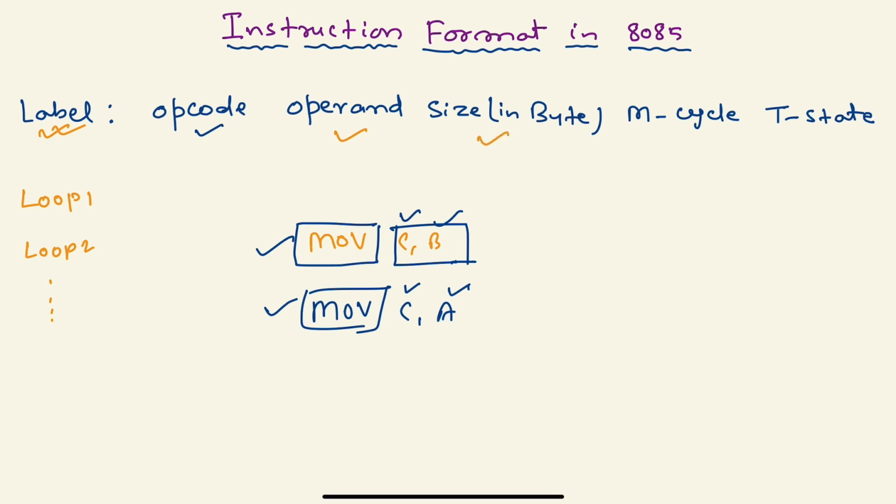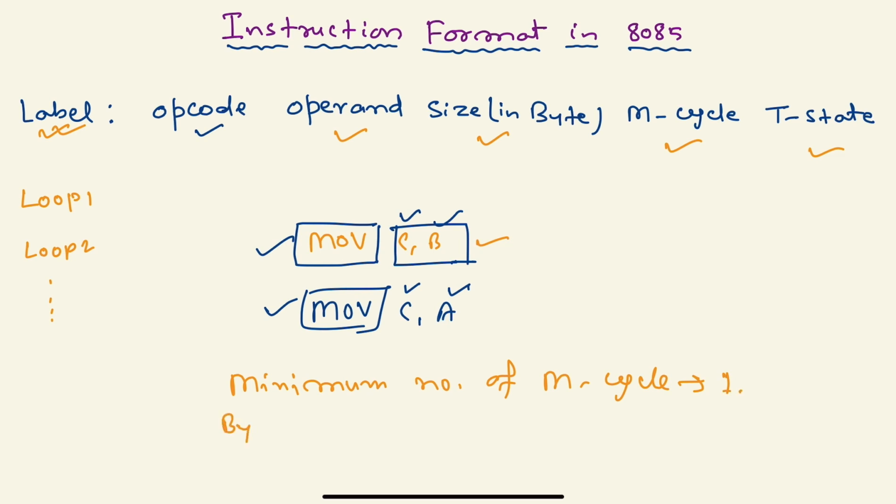And after this we need to find out the machine cycle. Once we know the operation of the instruction, we can easily find out its number of machine cycles. And if we know the machine cycles, then we can easily find out the number of T states. For example, let's say MOV C, B. By default, for any instruction, the minimum number of machine cycles must be 1.